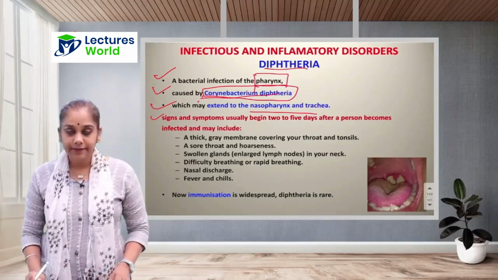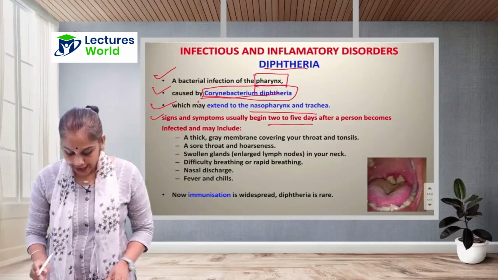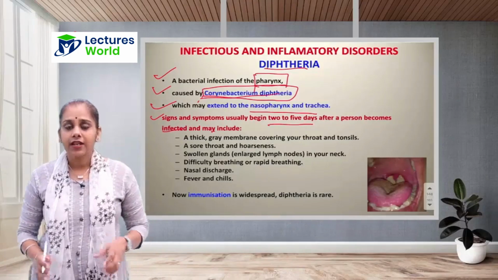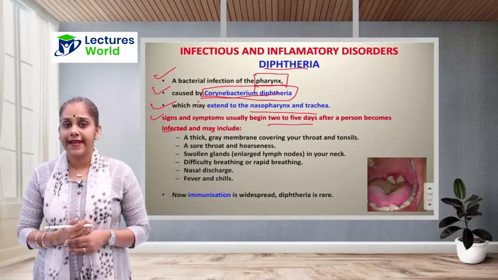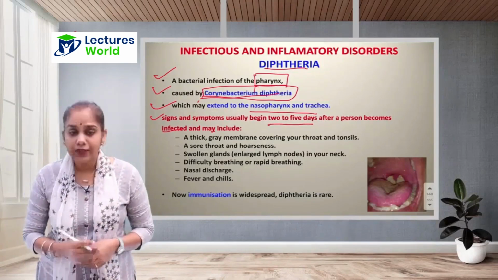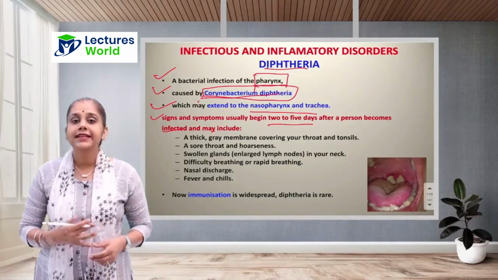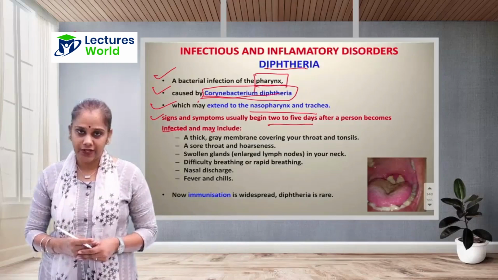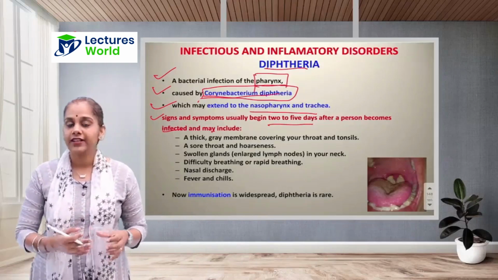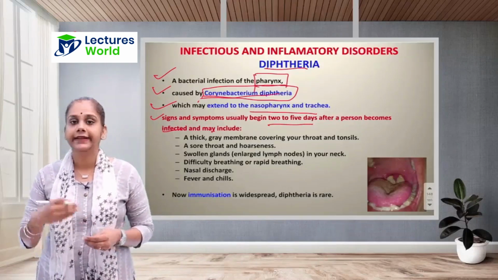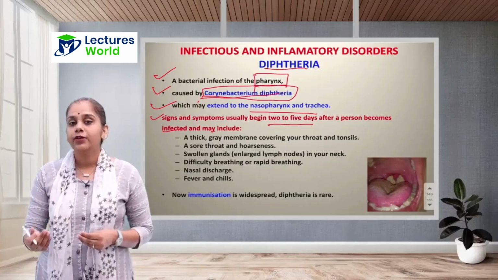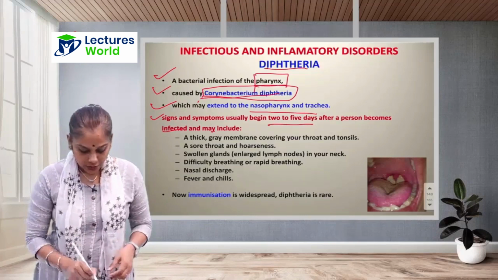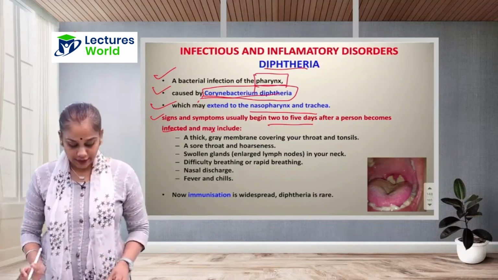The signs and symptoms usually begin 2 to 5 days after a person becomes infected. So the first symptom develops 2 to 5 days after the infection. We can say the incubation period of this bacteria is 2 to 5 days. What is the incubation period? The organism enters our body and develops the first symptom. That period is known as the incubation period. So which are the symptoms of diphtheria?